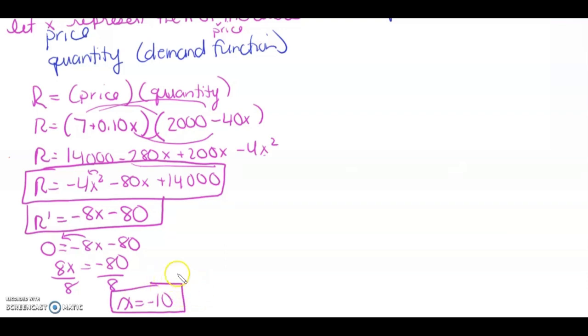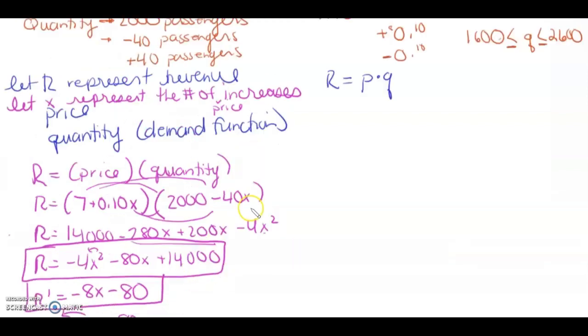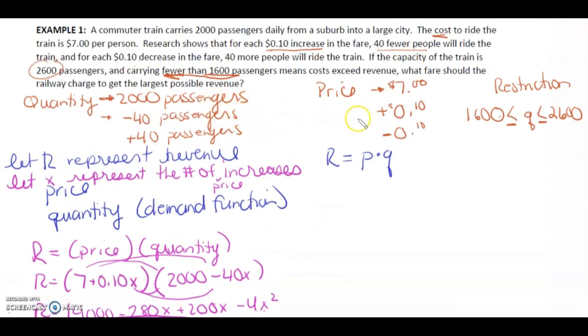Okay, so when I'm thinking negative 10, I'm thinking price decreases. So it's okay that it's a negative number, because in the question it did give us that if we increase the price, this is what happens. If we decrease the price, this is what happens.